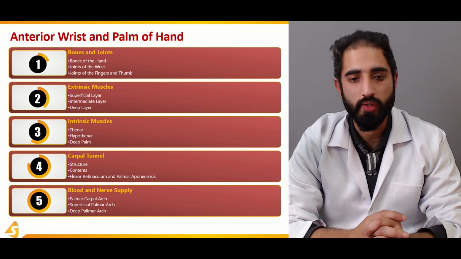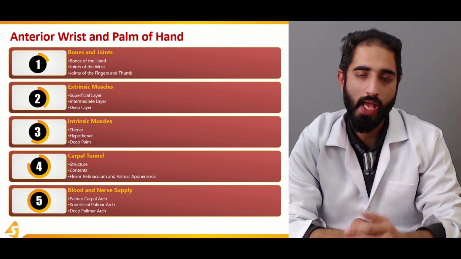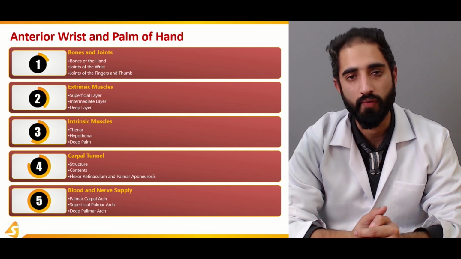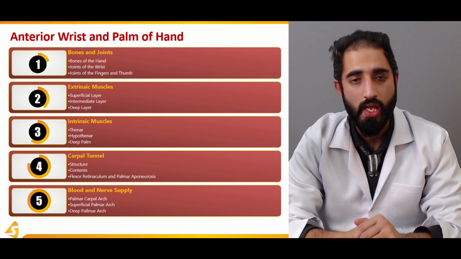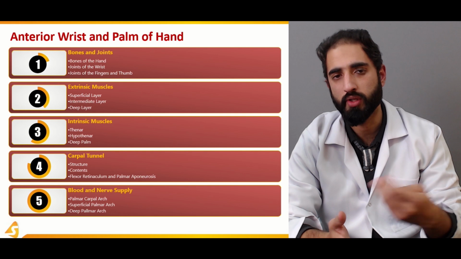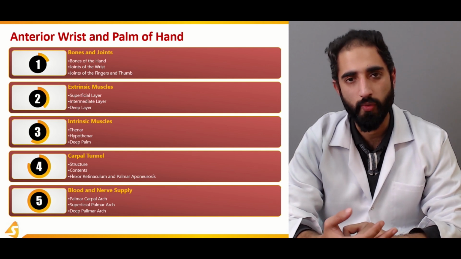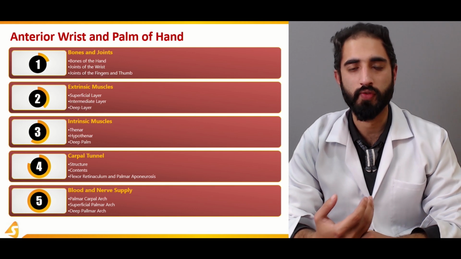Afterwards, we're going to talk about the intrinsic muscles of the hand, which have their origin as well as insertion and action at the level of the hand. And they include the thenar muscles, the hypothenar muscles, and the deep palm muscles. The thenar muscles stand for the muscles acting at the thumb, and the hypothenar acting at the digiti minimi, or the little finger, or the fifth digit.